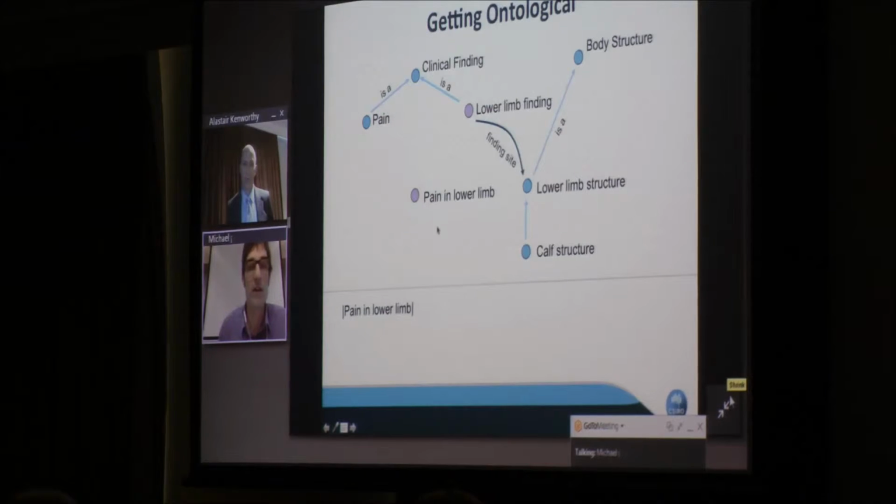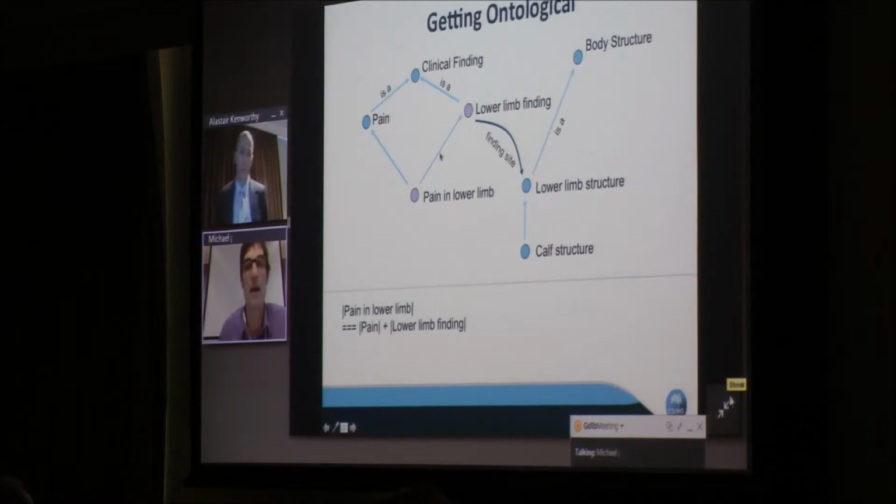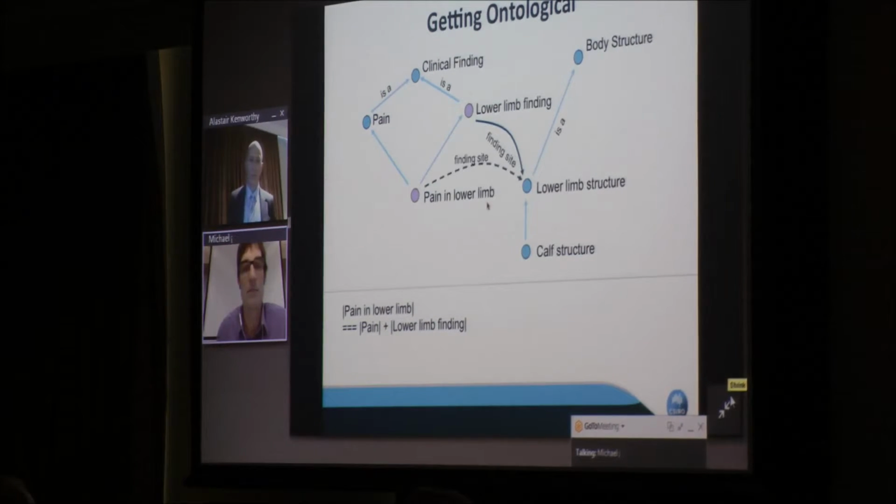Now, we define a new concept, pain in the lower limb, and we define that as being a pain and being a subtype of lower limb finding. So these are relationships again. Then a reasoner will infer that pain in the lower limb also has a finding site of lower limb structure. And that's because everything that's true of the more general concepts is also true of the more specific concept. So lower limb finding had a finding site of lower limb structure, therefore pain in the lower limb must have a finding site of lower limb structure.